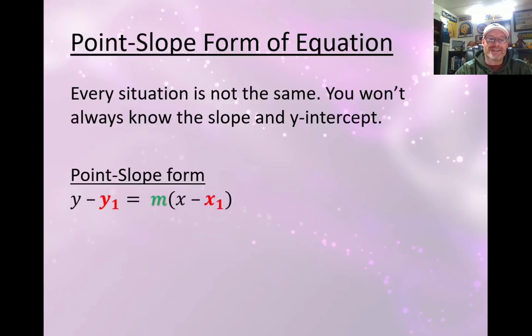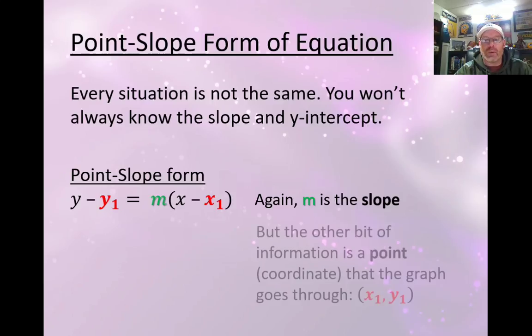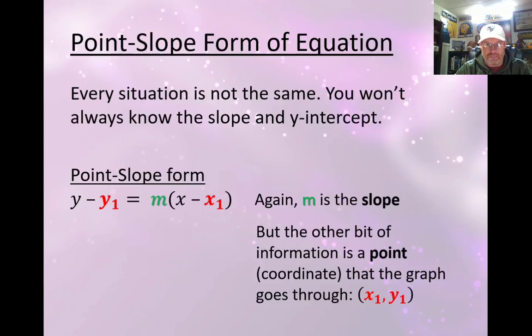Alright, the formula is y minus y1 equals m parentheses x minus x1. Okay, again, m is slope. And that x1, y1 is some coordinate that's on the graph that the line goes through. So we just plug those 3 bits of information in, and we're ready to go.